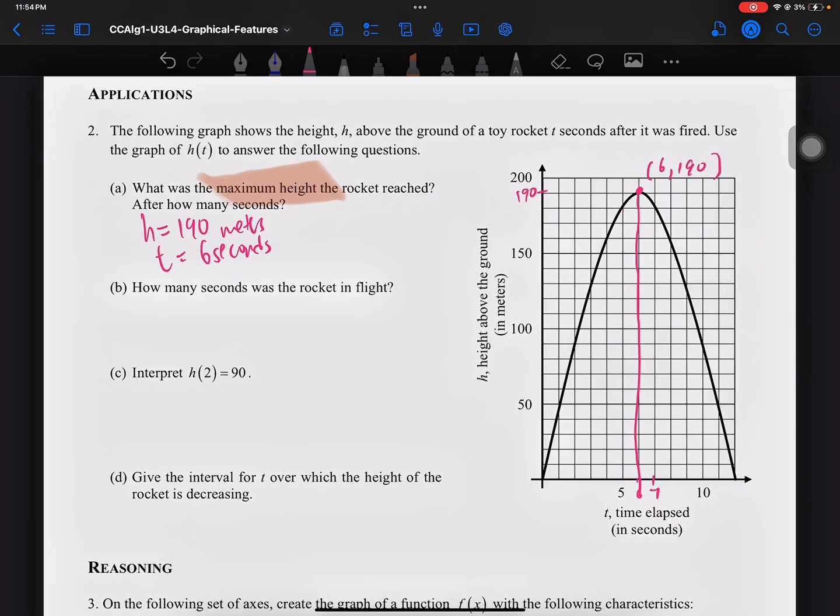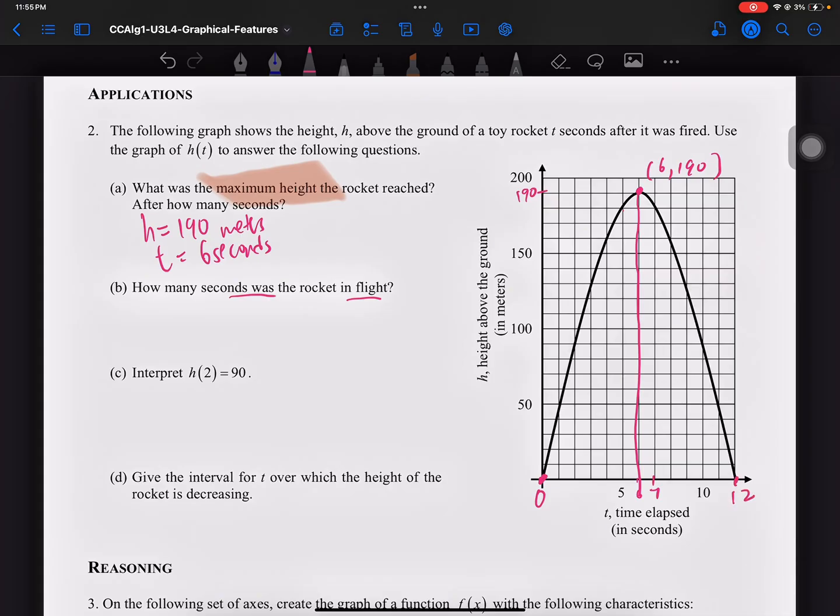How many seconds for B? How many seconds was the rocket in flight? So the rocket is in flight from launch, when it leaves the ground, until it lands, when it returns to the ground. So find where the graph starts on the ground, the first time it touches the x-axis, 0, here, t equals 0. And then find where the graph returns to the ground, the last time it touches the x-axis. That's t equal to 12.